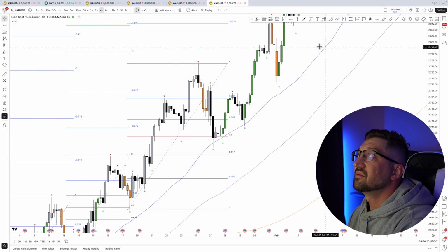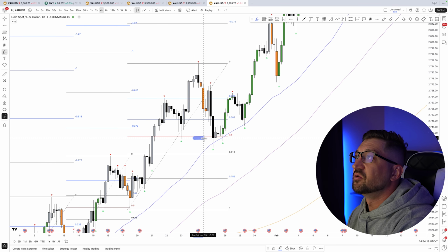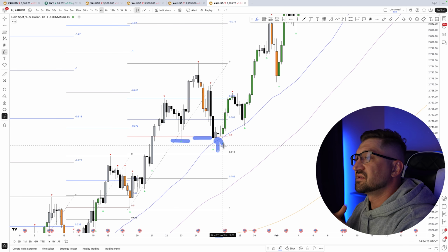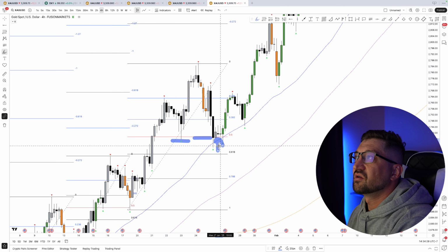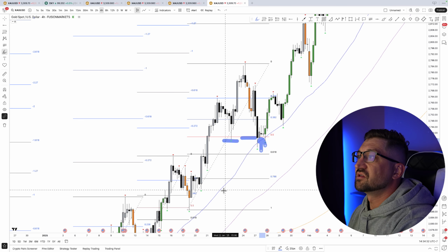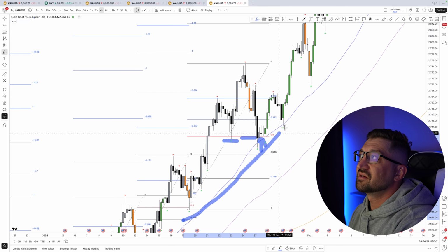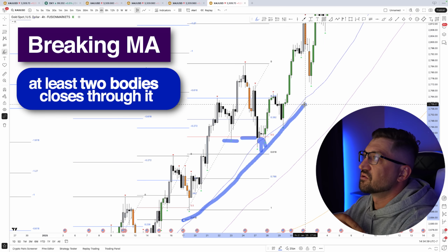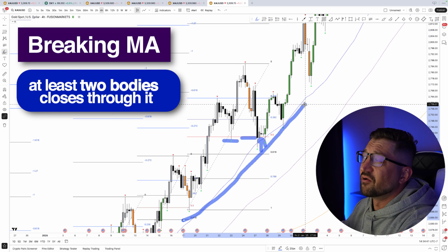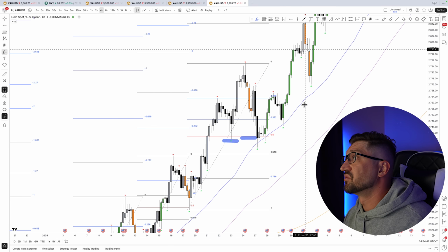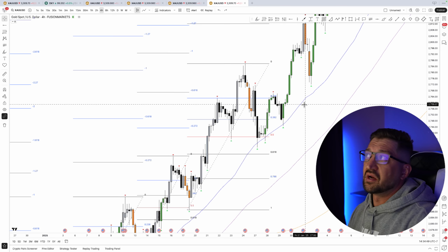You can see how price closed below, took this liquidity out. Then what happens with the next candle? We close above. So this is still a rhythm above the 50. We're not getting 2 body closes in a row. The other thing I want to mention too is this entire trend, we're not breaking the MA. When I say breaking the MA, at least 2 body closes through it. Same thing as a fib level. 1 body close is not enough for me. I want to see 2. Again, these are my personal rules. You can do whatever you want.